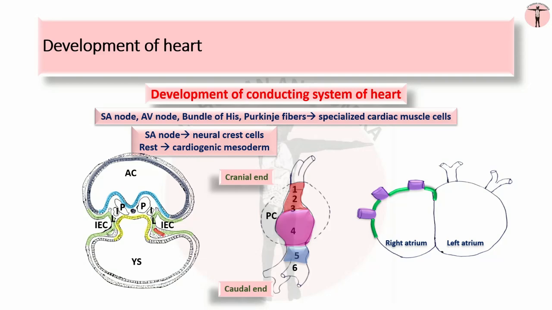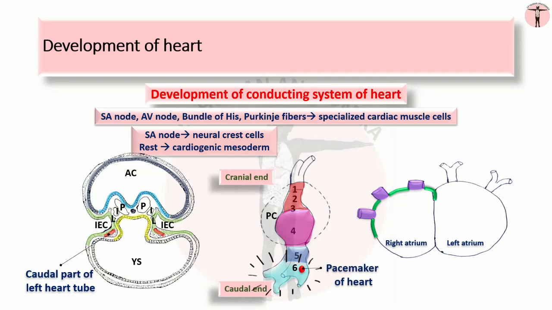At week 5, initially, the pacemaker of the heart developing into the SA node lies in the caudal part of the left cardiac tube or the heart tube. Later, the sinus venosus assumes this function. Cardiac myocytes in the sinus venosus region of the primitive heart tube begin to undergo spontaneous electrical depolarizations at a faster rate than cardiac myocytes in other regions.